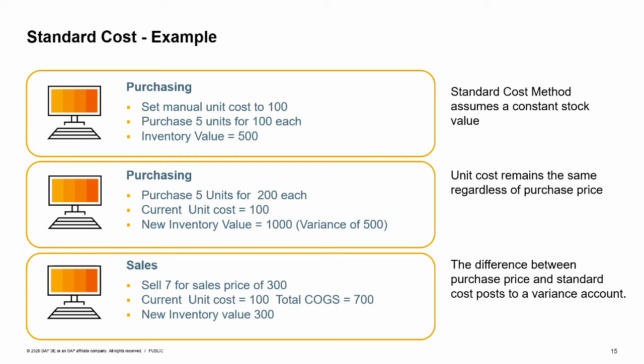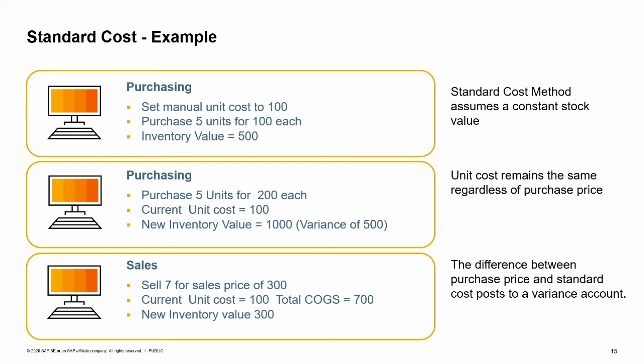We purchase 5 units at 100 each, and then we purchase 5 units at 200 each. It does not matter what the purchase price is. The value of each unit is set to the standard cost of 100. We have 10 inventory. We multiply 10 by the standard cost of 100 to find the total value of the inventory is 1000. The difference in cost in the second purchasing transaction between the standard cost of 100 each and the purchase price of 200 each is registered to a variance account.